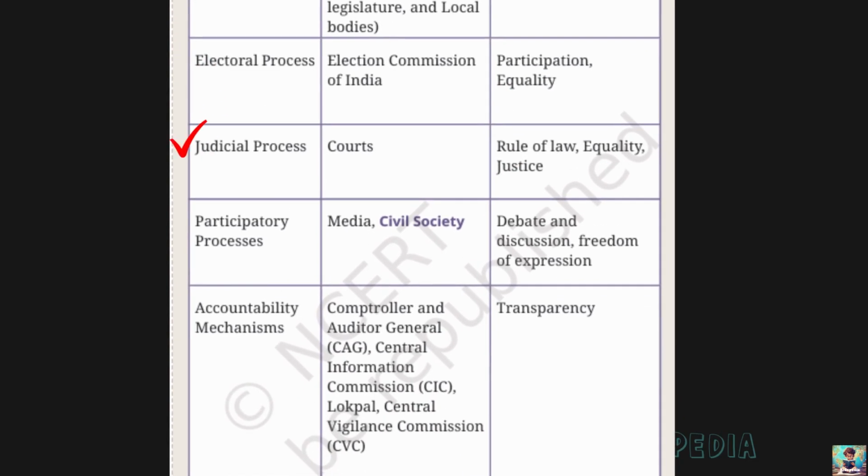Next is the judicial process. This is connected with the work of courts. Courts help make sure that the rule of law is followed. This means everyone has to follow the law.